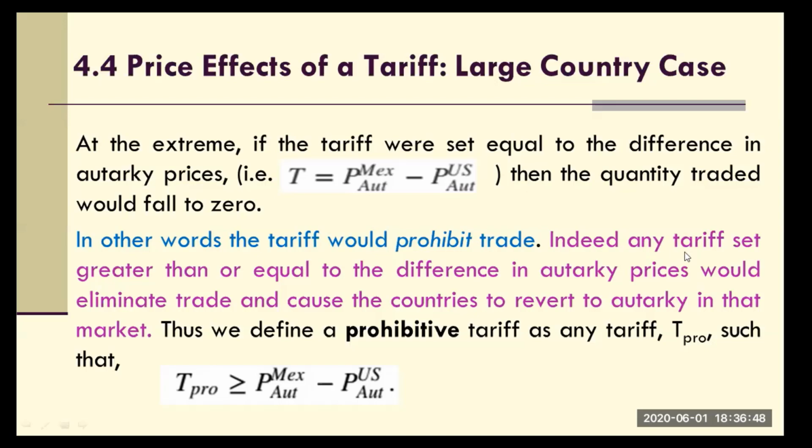Indeed, any tariff set greater than or equal to the difference in autarky prices will eliminate the trade and cause the countries to just revert to autarky in the market. Thus, we define a prohibitive tariff as any tariff T-pro such that T-pro is greater than or equal to the price of Mexico at autarky minus the price of the US at autarky.